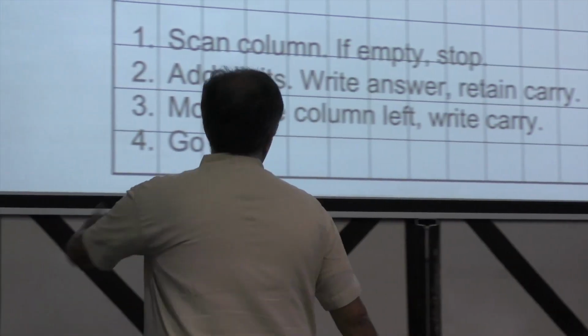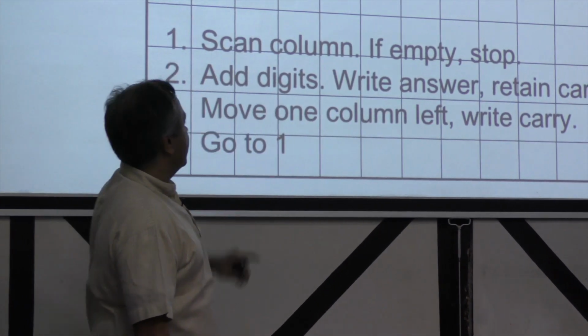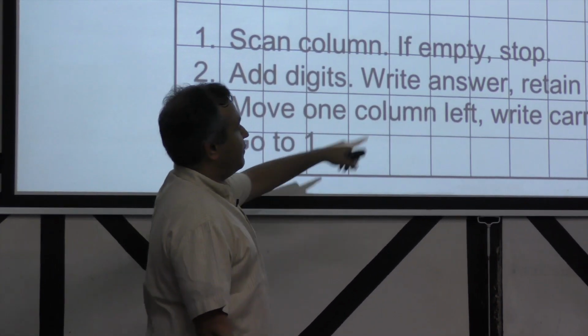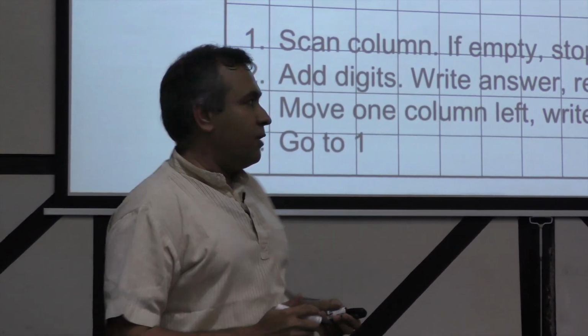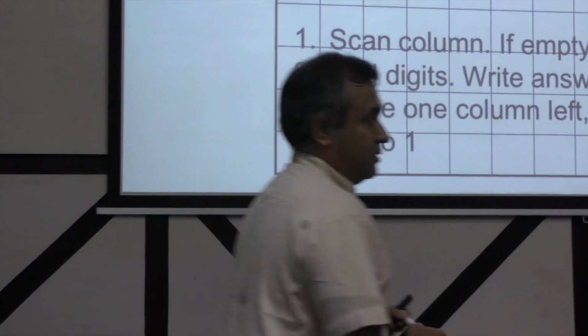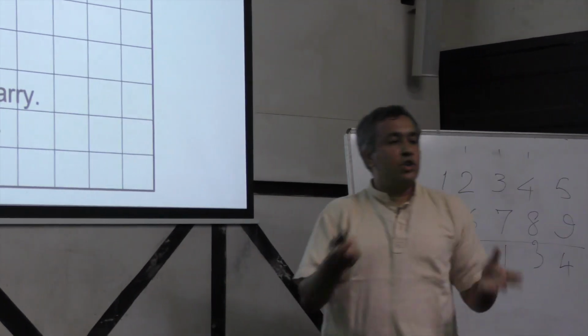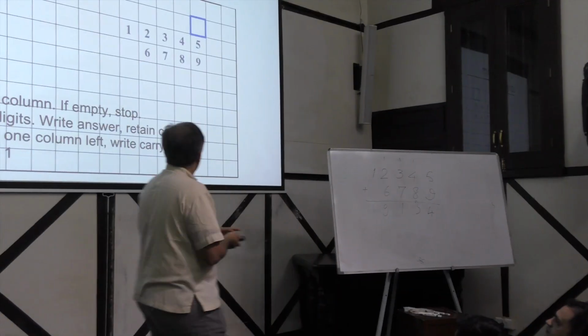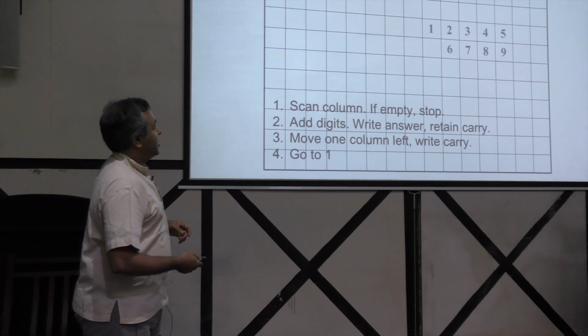That's what it is. So scan the column from right to left. If empty, stop. Add the digits, write the answer, and retain the carry. Move one column to the left, write carry, go back to 1. Keep doing this process repeatedly. This is what we were taught, and this is quite remarkable. On the face of it, this doesn't seem like what addition would do, but it exactly gives us the answer. This is an animated version of it.